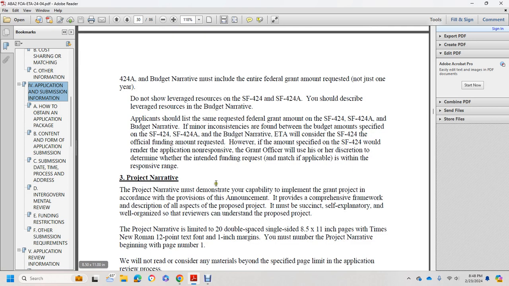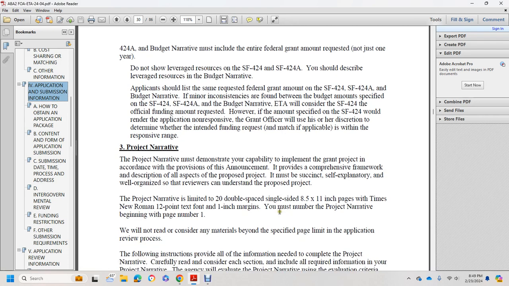3. Project narrative. The project narrative must demonstrate the capability to implement the grant project according to the provisions of the announcement. It provides a comprehensive framework with a description of all aspects of the proposed project. It must be sufficient, self-explanatory, and well organized so reviewers can understand the proposed project.